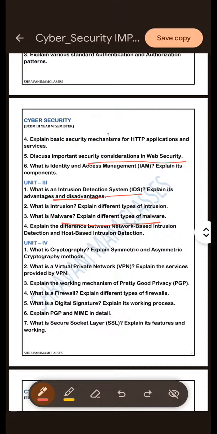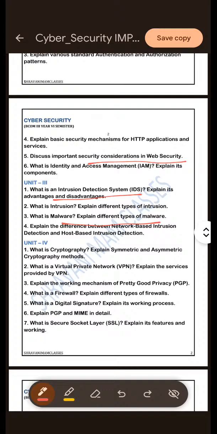And HIDS monitors individual devices on a particular system, right? You have to explain this concept. Okay, both can detect attacks, but they work at different levels. Okay, so this is network based intrusion detection and host based intrusion detection, right? These are the important questions from the third unit.